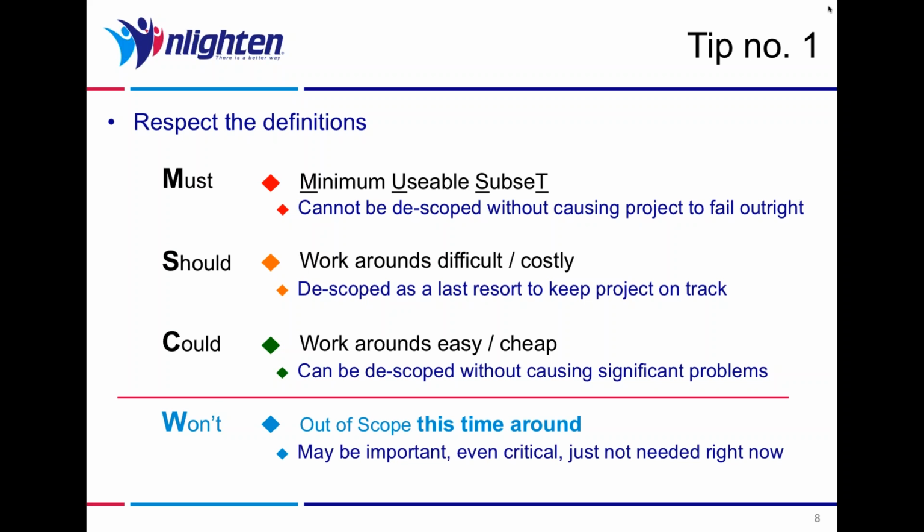The final category is the won't-have category. The won't-haves are the things that are out of scope this time around. So what we're saying here is that those requirements may be out of scope for this particular time frame. We may, however, bring them back in another time frame.